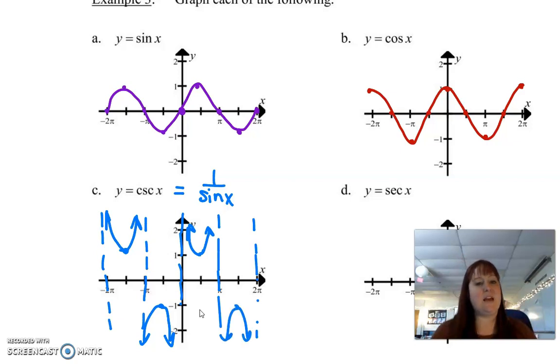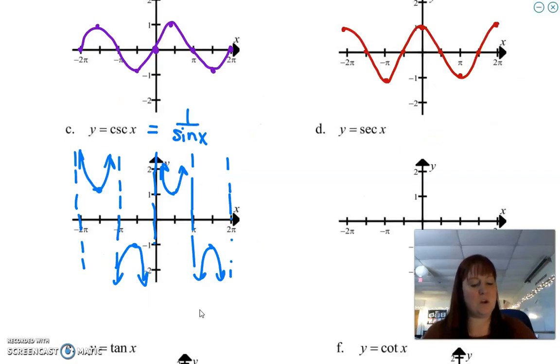I just don't want to spend 10 videos doing these. So really I can explain every little bit of why that works if you want that. So just know that. Okay, so cosecant looks like that.